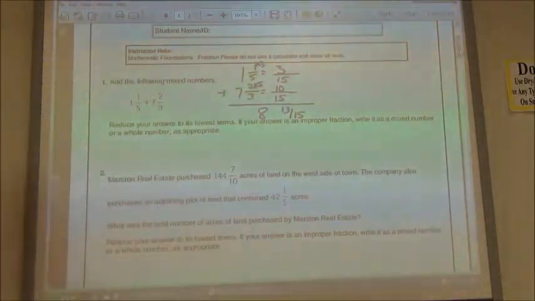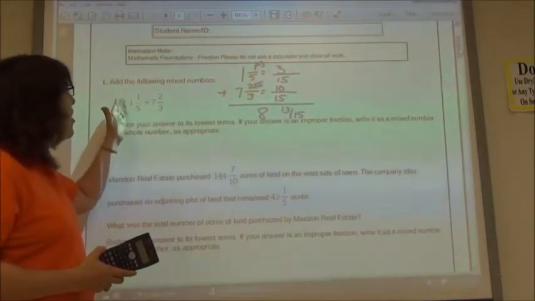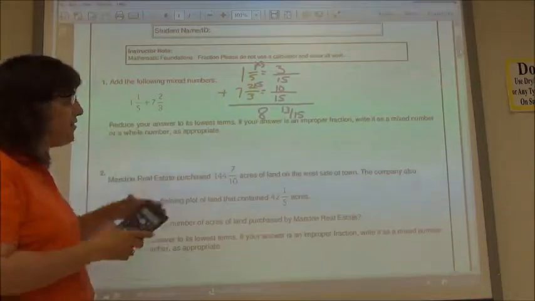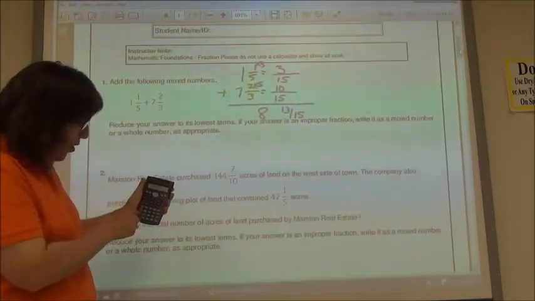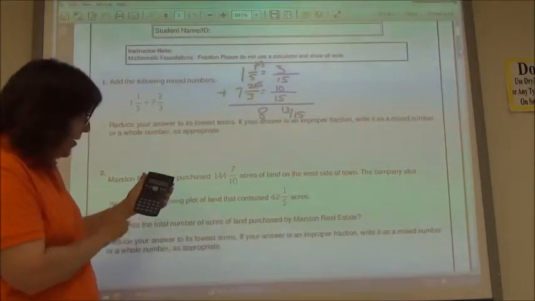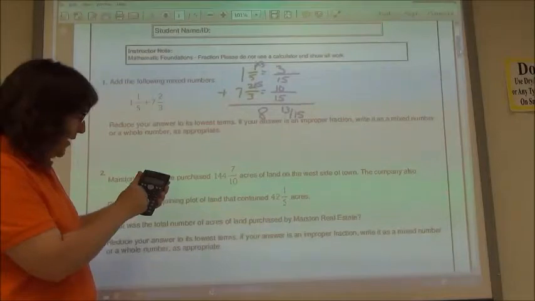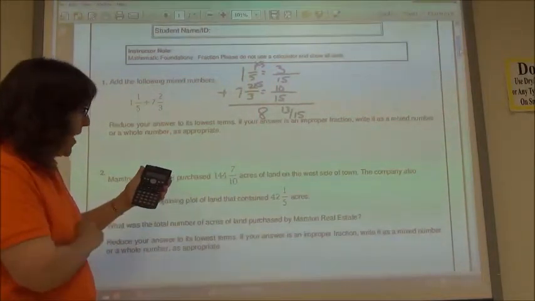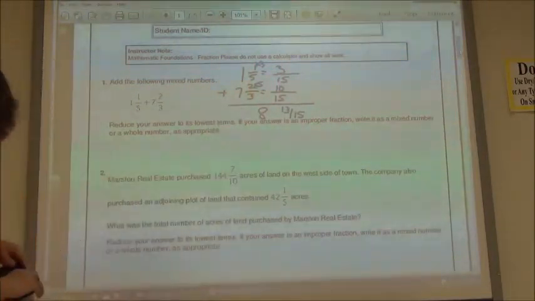Now again, when you're working with mixed numbers on your calculator, when you enter that in, you put the 1, hit the fraction button, the 1 on the top, hit the fraction button, and the 5 to do 1 and 1/5. So 1 fraction 5 plus 7 fraction 2 fraction 3. So 1 and 1/5 plus 7 and 2/3, and I should end up with 8 and 13/15, which is what I got for my answer.